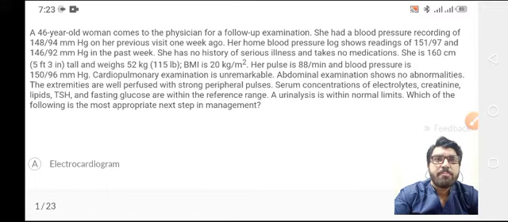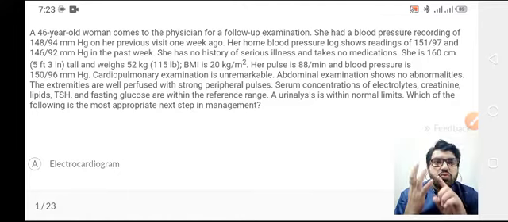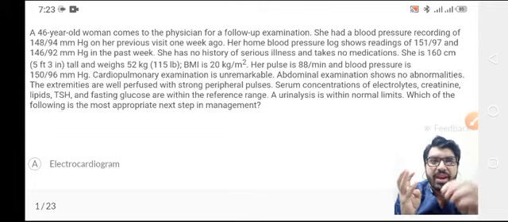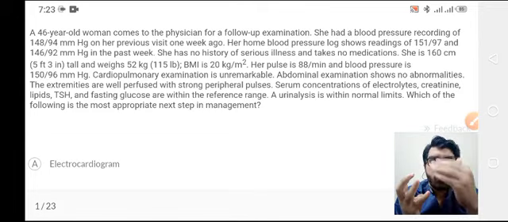So, a newly diagnosed case of hypertension, what basic investigation would you do? Well, the answer is you would look for the end organ damage, and for that you would do point number 1, ECG. That will show you left ventricular hypertrophy or coronary artery disease. If there are findings on the ECG, then we will go next.